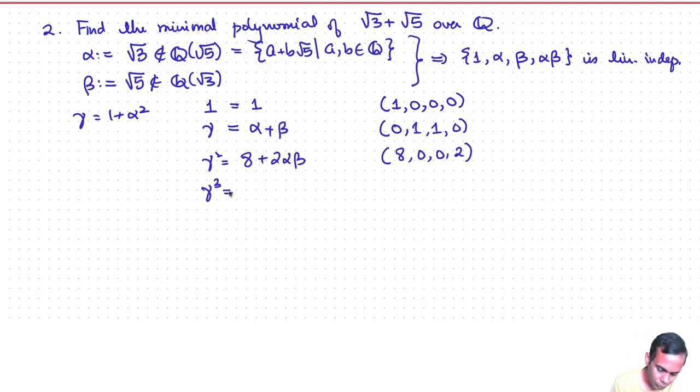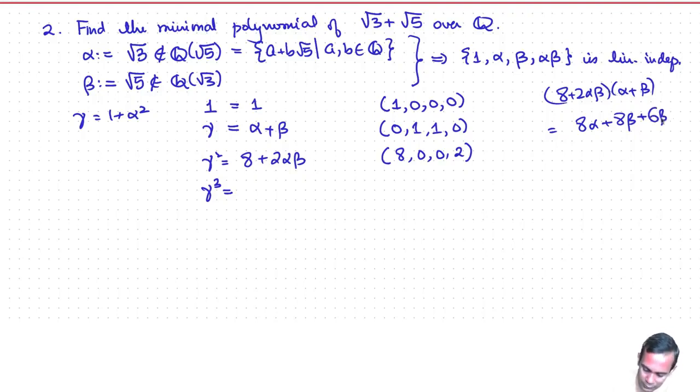And let's look at gamma cubed. It's 8 plus 2 alpha beta into alpha plus beta. So let's just do some rough work here. 8 plus 2 alpha beta into alpha plus beta, that works out to 8 alpha plus 8 beta. Now 2 alpha beta into alpha is 2 alpha squared beta, but alpha squared is 3, so that's 6 beta. And 2 alpha beta into beta is 2 alpha beta squared, but beta squared is 5, so this becomes 10 alpha. So what we get here is that this is 18 alpha plus 14 beta.